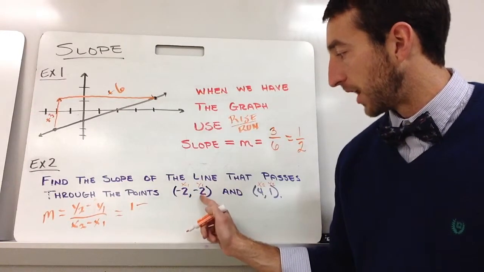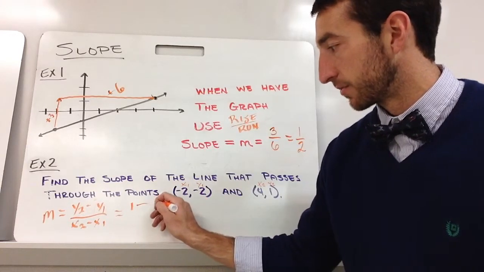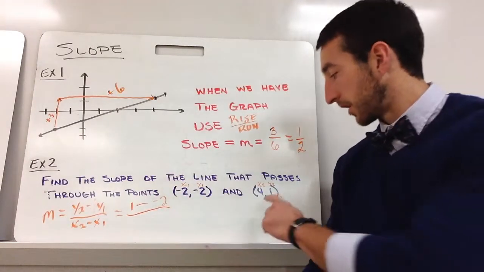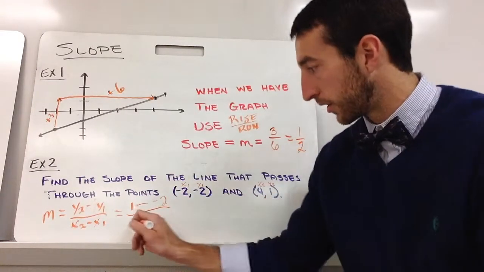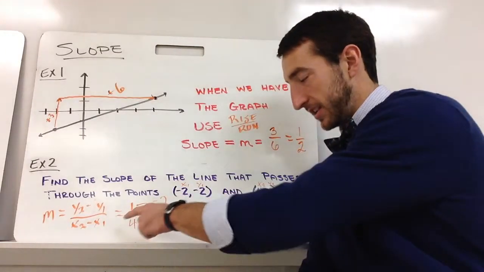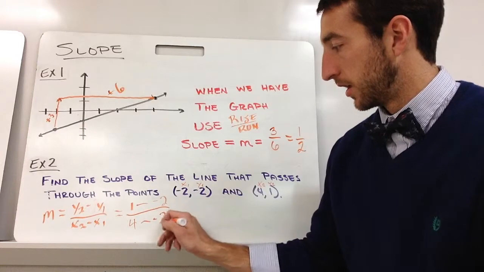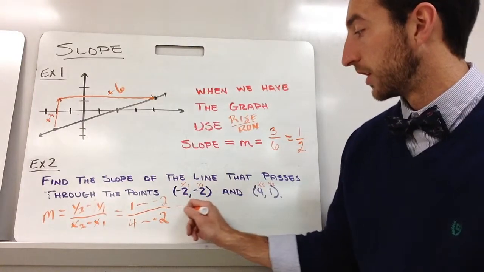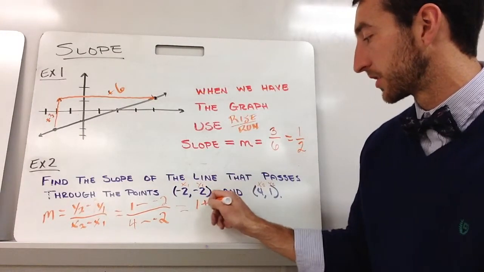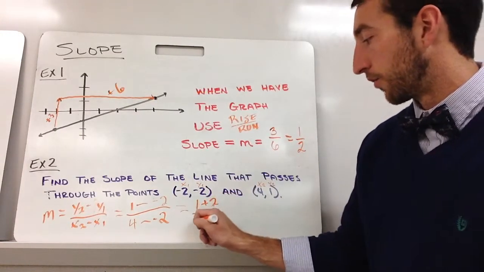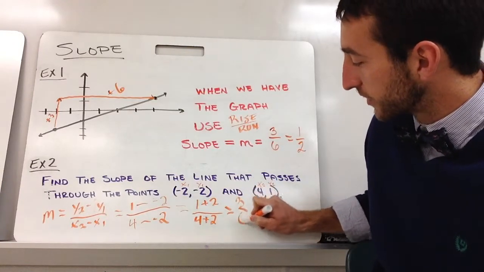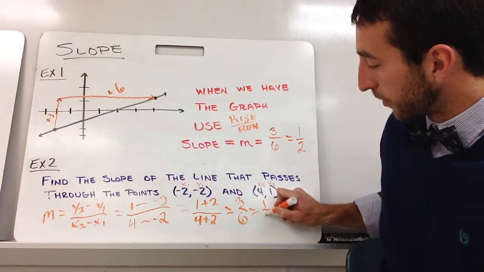minus my y1 is -2, so it's minus a -2 divided by, I've got my x2 is 4, so I'll put my 4 down there, minus my x1 is -2, so that ends up being plus 2. So then I have 1 minus a -2, which ends up becoming plus, so that's 1 plus 2 over 4 plus 2. So simplifying that even more, I got 3 over 6, which ends up being 1 over 2.